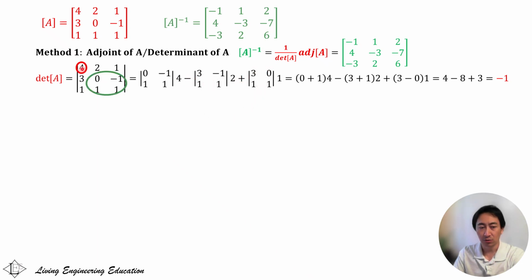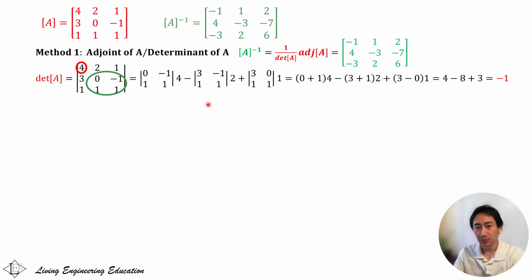So I choose 4. My sub-determinant will be 0, negative 1, 1, 1. For this one, this is choosing 2, so my sub-determinant values are 3, negative 1, 1, and 1, because I'm crossing out this top row and this column. If I choose 1, I'm going to choose these 4 values: 3, 0, 1, 1.